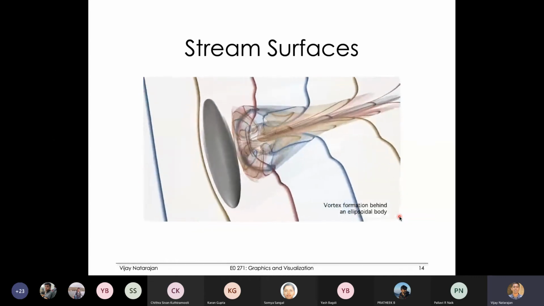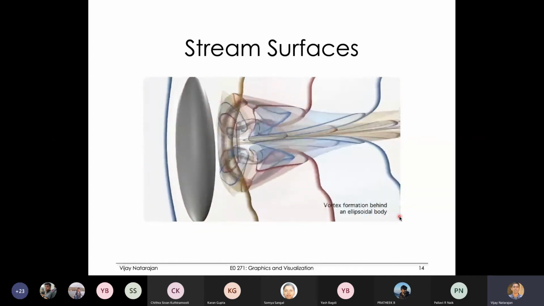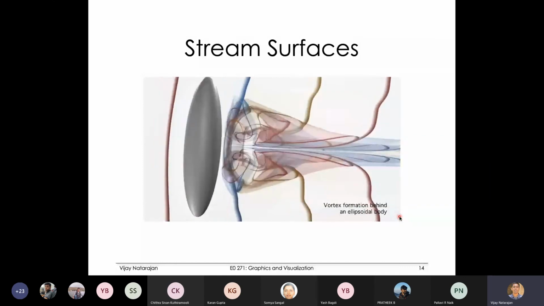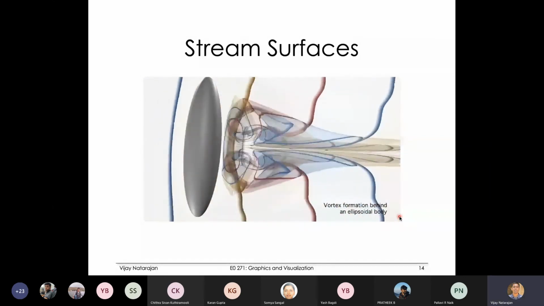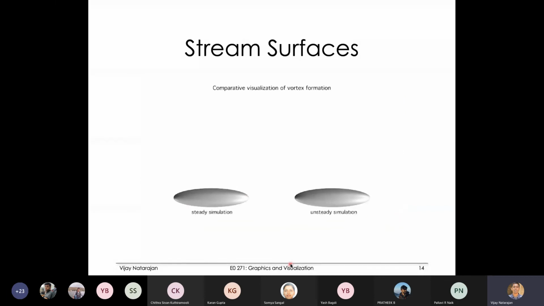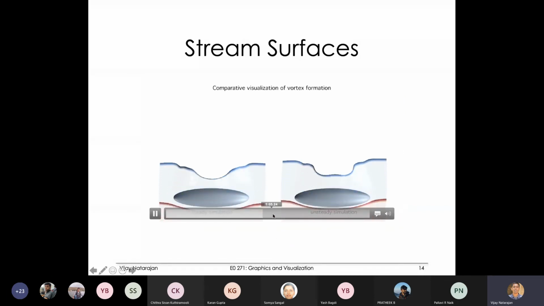And what is being displayed is the stream surface now, but there's a lot of transparency used so that you can see through. I'll move to an application of this.